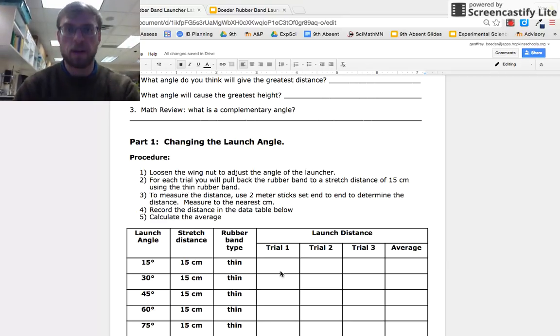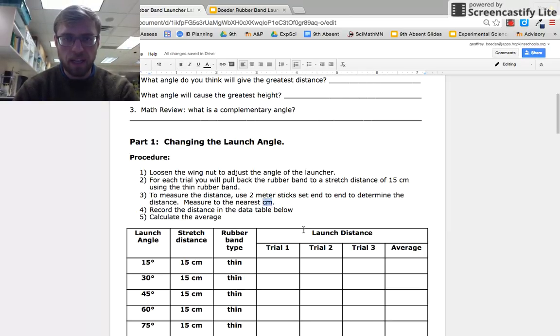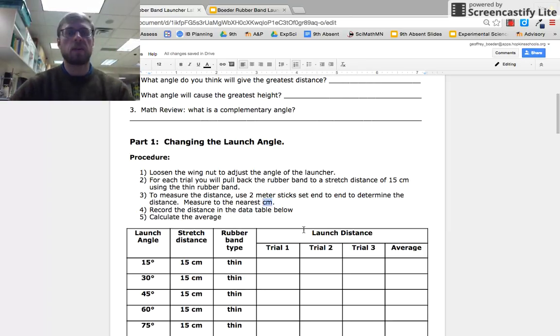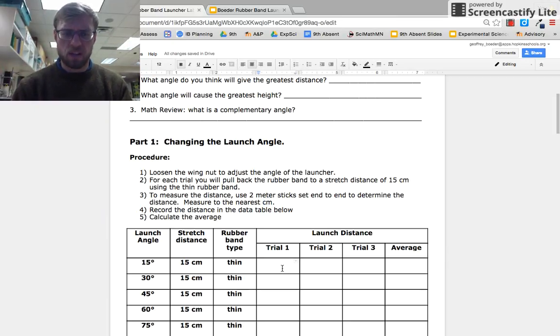Here's the problem, though. I need you to record it in centimeters. What are you recording in? Centimeters, not meters in centimeters. So if I'm 2 meters and 25 centimeters, how many centimeters is that? 2 meters is actually 200 centimeters, right? Because a meter is 100 centimeters. So that would actually be 225 centimeters. Okay, make sure you're recording everything in centimeters. Don't measure with the inches side.